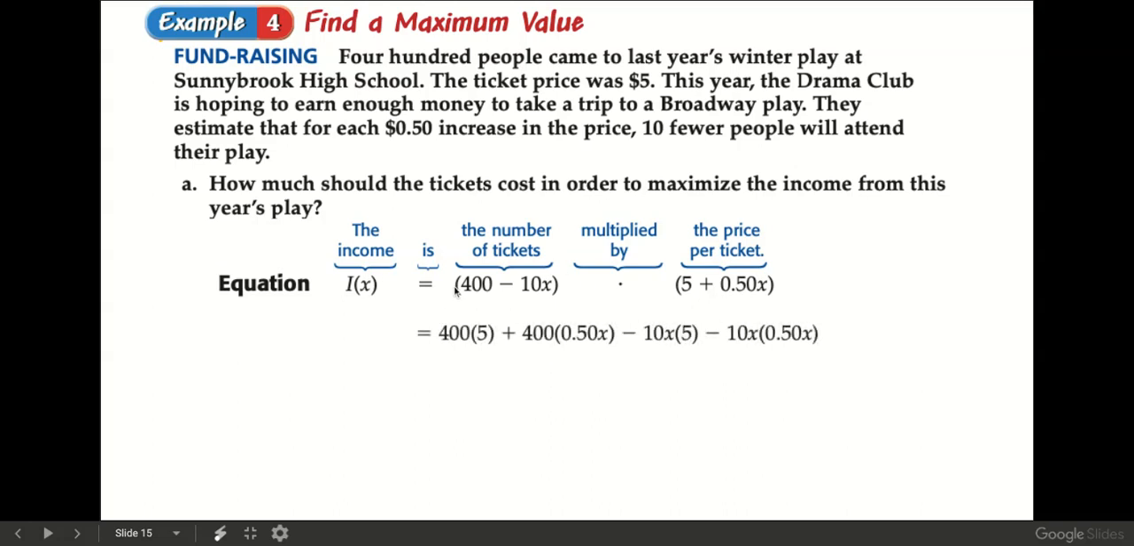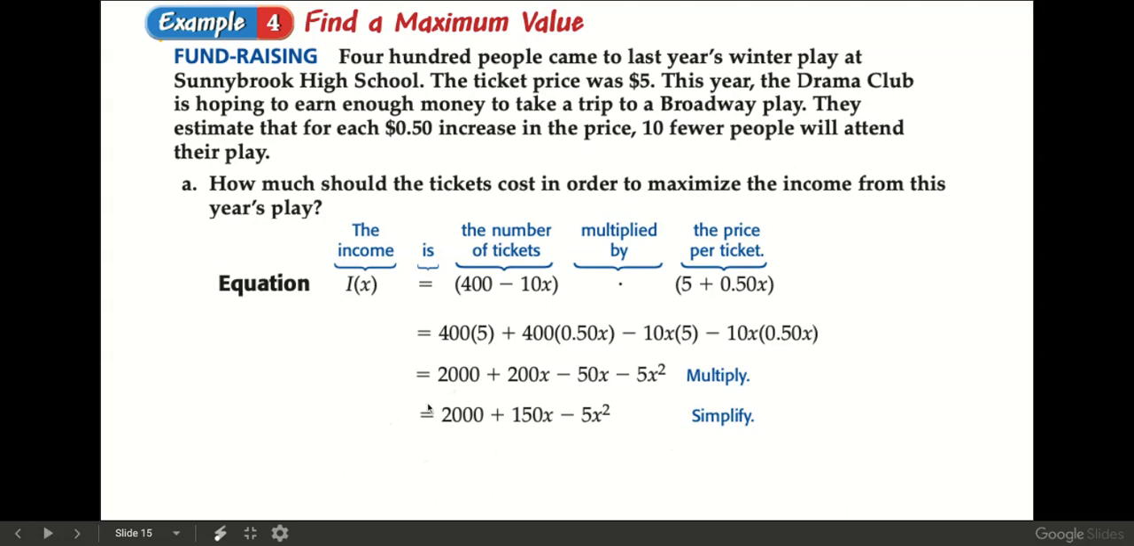If we multiply these out, these are just two binomials, right? 400 times 5, 400 times 0.5x, negative 10x times 5, and negative 10x times 0.5x. So when I simplify that out, that gives me 2,000 plus 200x minus 50x minus 5x squared. Then we can combine like terms, which is 2,000 plus 150x minus 5x squared. So this is our function for our income.